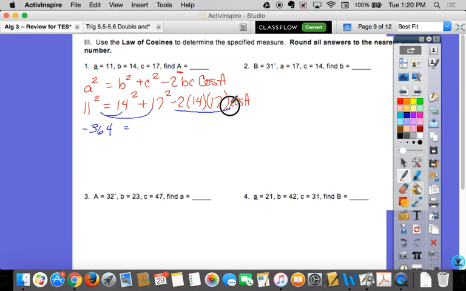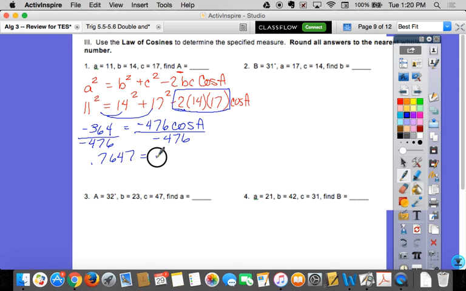When you multiply this part together, you get negative 476 cosine A. That's multiplied, so your job is to come in and divide. That will give 0.7647 for cosine A. Now you've got to hit second cosine, second negative, and you're going to find that it is 40 degrees. And that is the answer. You don't have to worry about anything else.